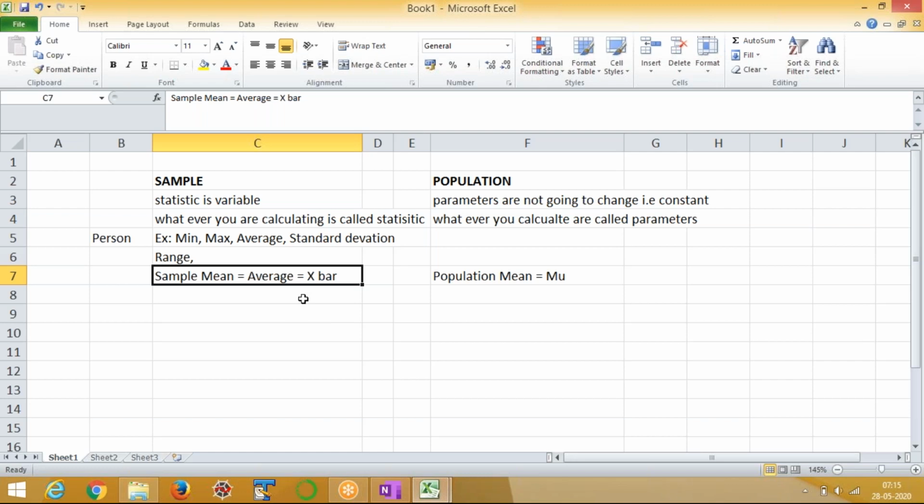So going forward, we will always say average only. If I say mean by mistake, it does not mean that it is a population mean. It is still the sample data mean only. All right, clear? There you go.